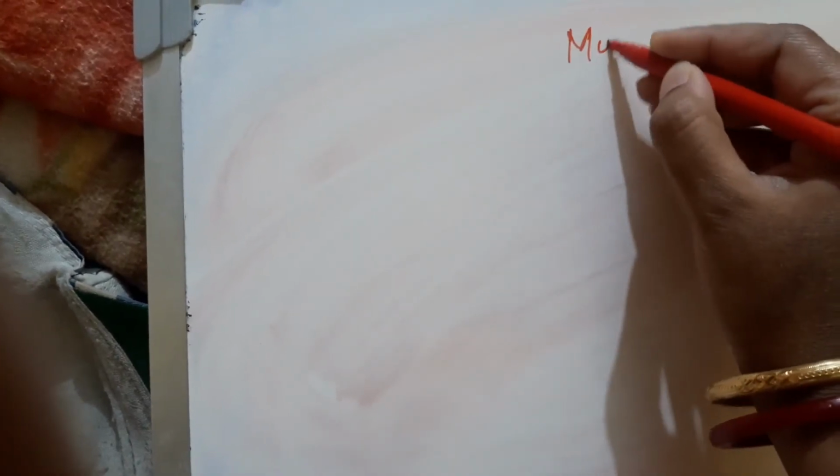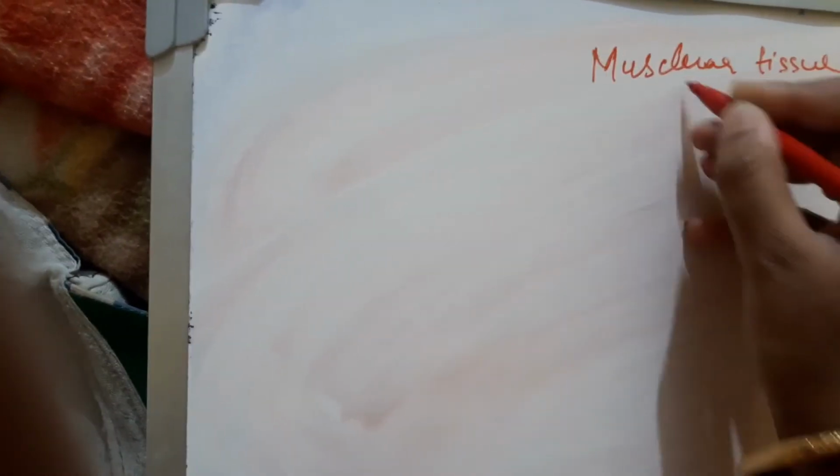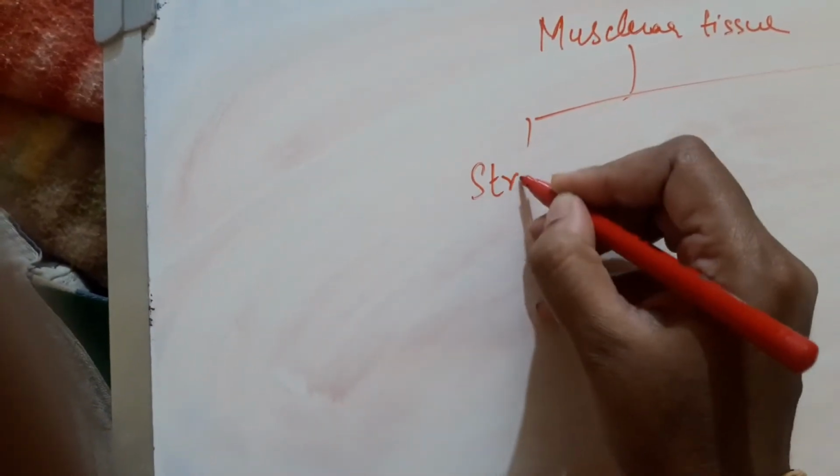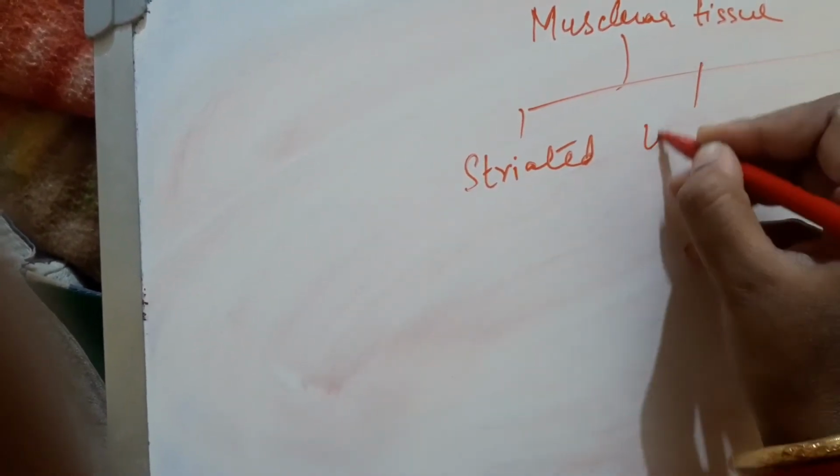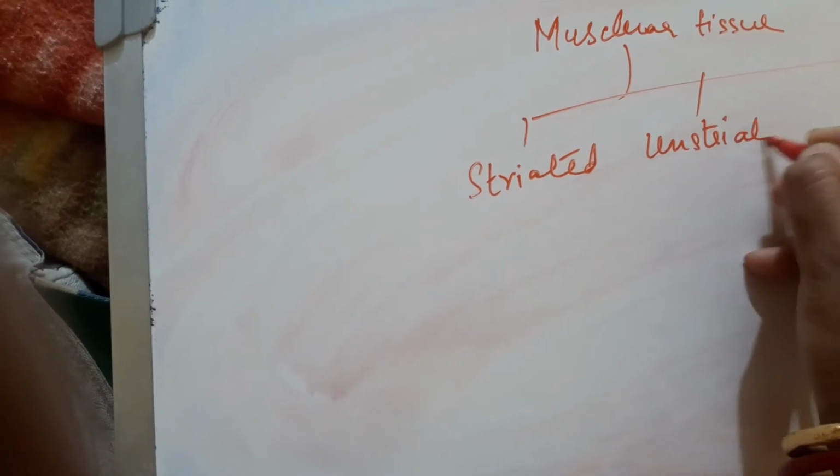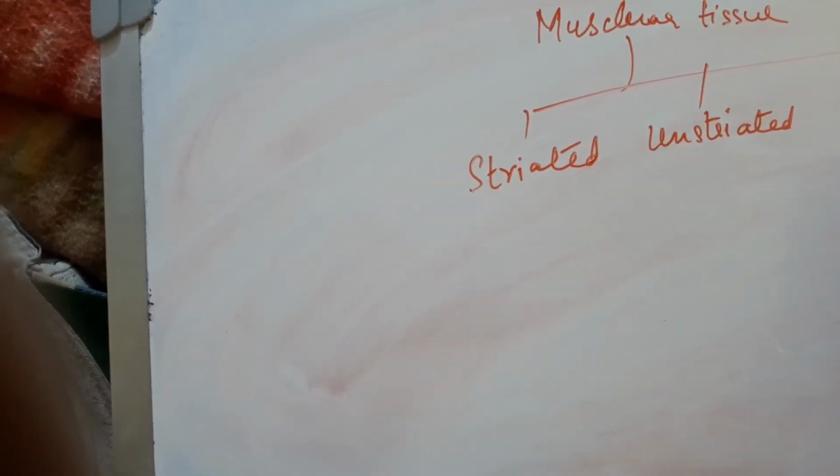Next, we are going to study the muscle, or you can say muscular tissue, right? The muscular tissue can be of three kinds: striated muscles, unstriated muscles and cardiac muscles. We call it muscular tissue. They are of three kinds: striated, unstriated and cardiac.